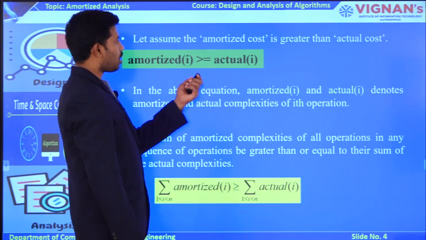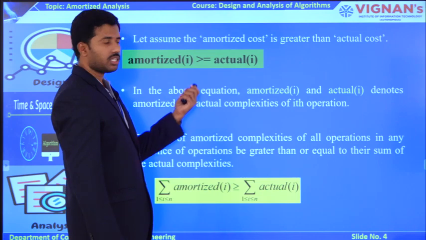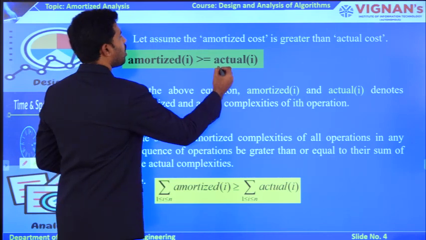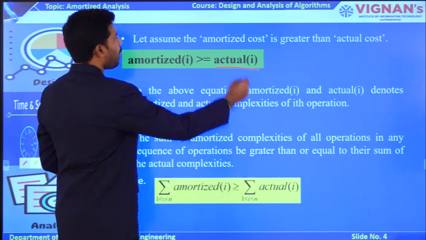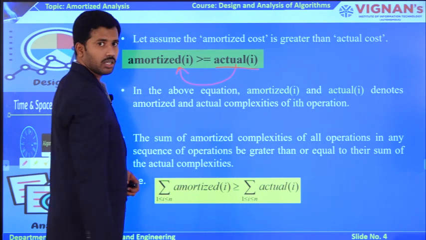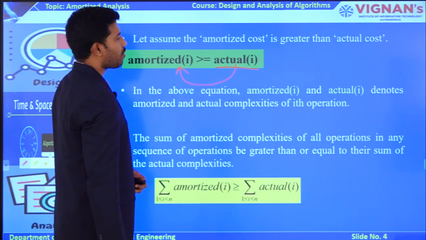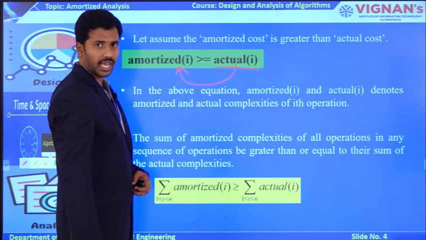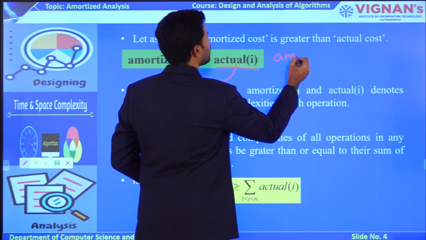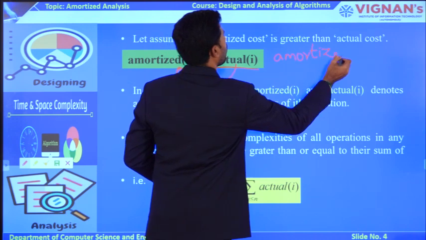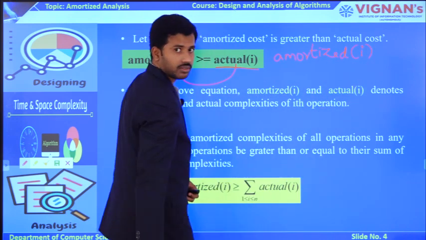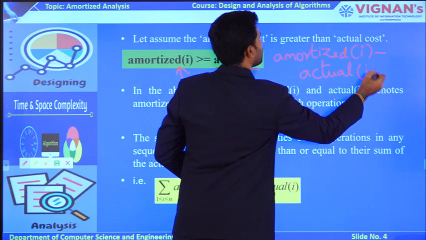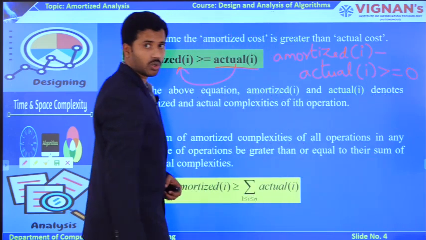Now just convert this mathematical equation. If you observe here in this mathematical equation, the actual of I is available at the RHS part, right? So what happens if I move this RHS part to LHS? Definitely at RHS the actual of I looks like a positive value. So if I move this RHS part to LHS, ultimately this mathematical equation will be converted as amortized of I minus actual of I greater than or equal to 0.